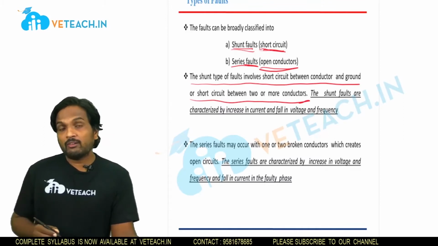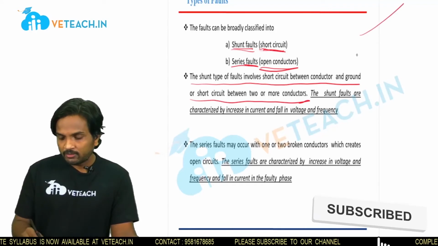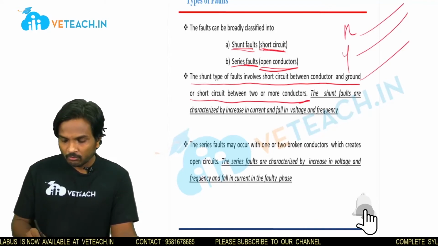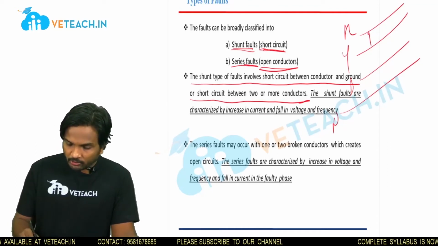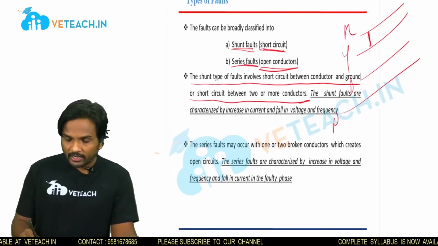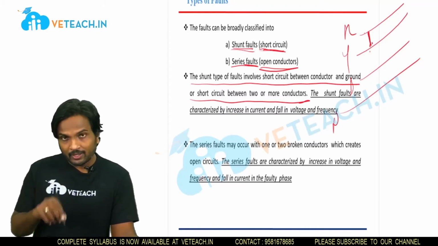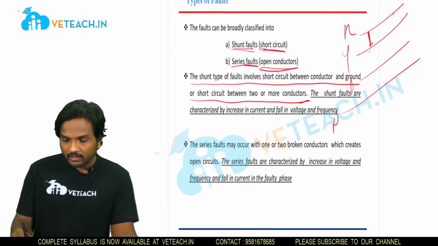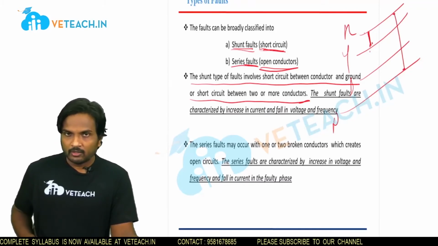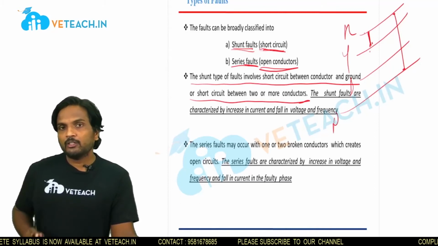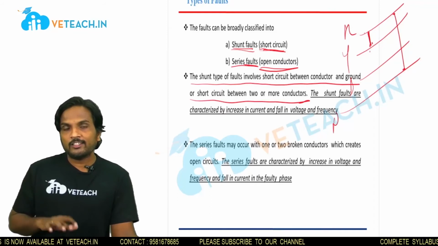We know that we have three-phase transmission in overhead lines. If you have three-phase power transmission like this, R, Y, B, and a neutral, and a short circuit occurs between two transmission lines, two conductors, then it is called a short circuit fault. And if a short circuit occurs between a line and the neutral, it is also called a short circuit fault. So whenever a short circuit occurs between two lines or between a line and a conductor, those faults are called shunt faults.